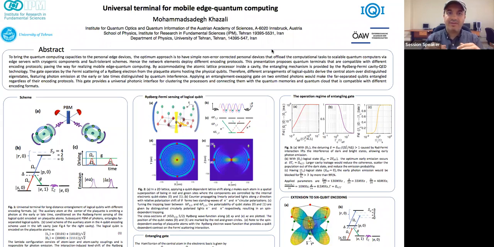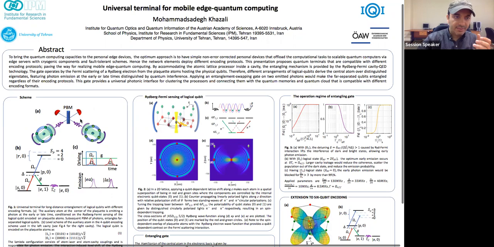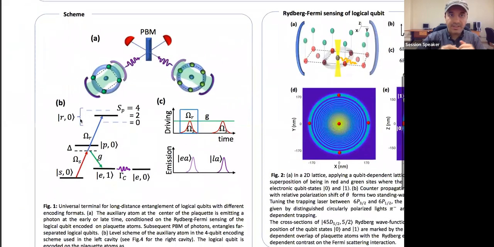So here we have a network of elements that deploys different encoding approaches. This presentation proposes a quantum terminal that is compatible with different encoding protocols, paving the way for mobile edge quantum computation. So the scheme is shown in figure 1A.